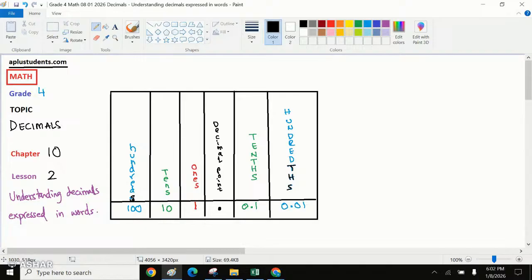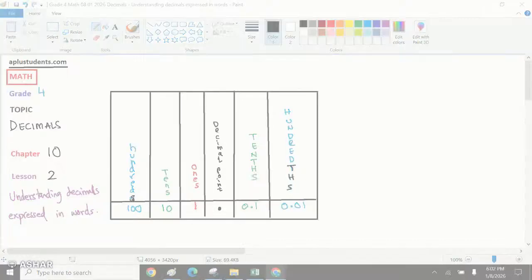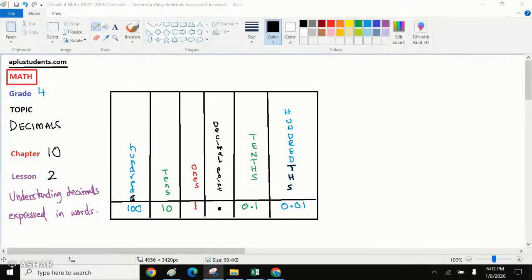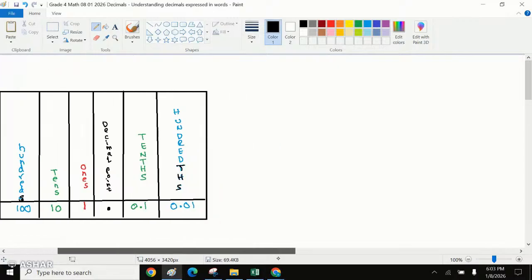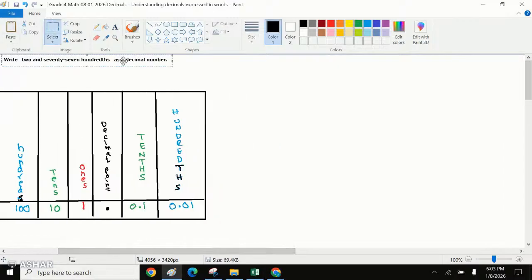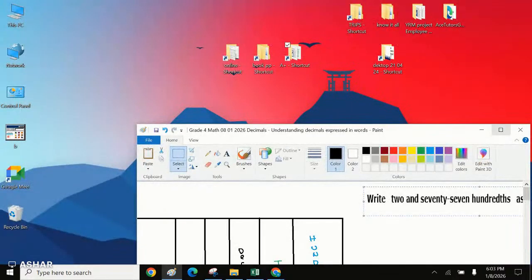Okay, so let's look at a question and see what they're asking. In the question, they're asking us to write 2/100 as a decimal number. If the question is given to us as a word problem, keeping this in mind, let's see what we can do over here. Oh, sorry, apologies.